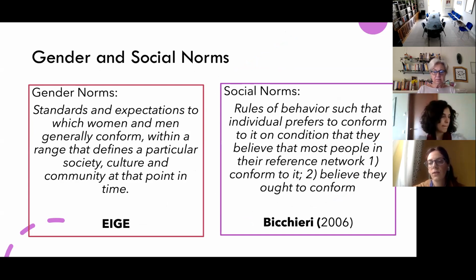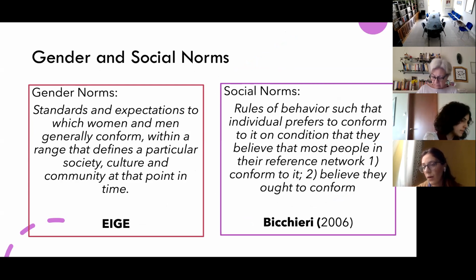So the first thing that I wanted to introduce is the definition. Okay, let's start with the definition. I'm going to use the gender norm definition from the EIGE, that is the European Institute for Gender Equality of the European Commission. So for the EIGE, gender norms are standards and expectations to which women and men generally conform within a range that defines a particular society, culture, and community at that point in time.